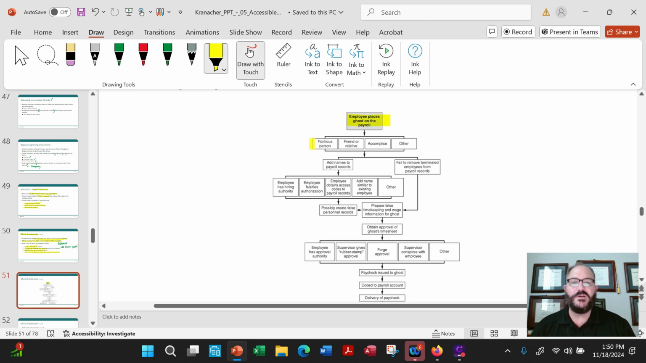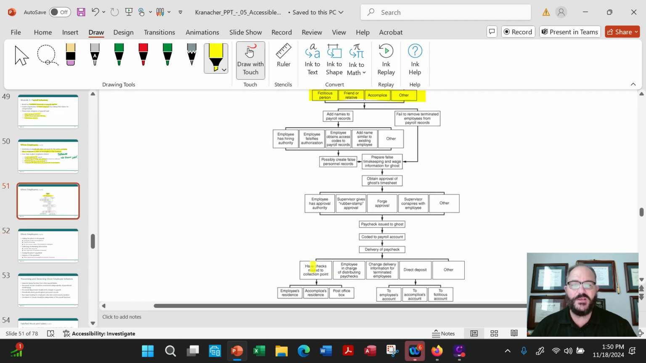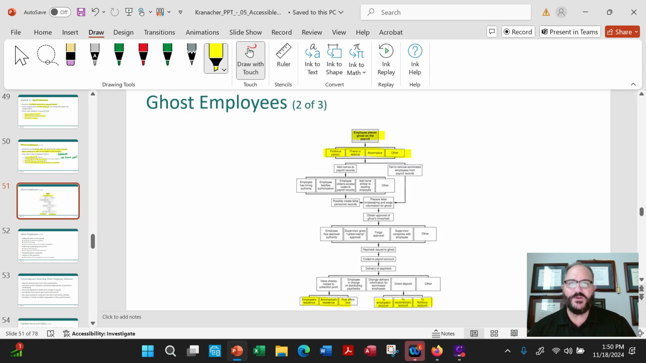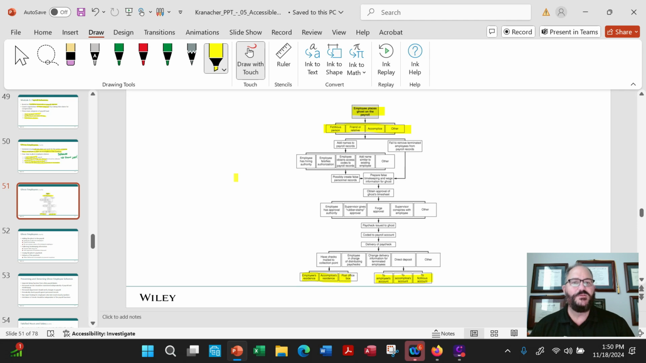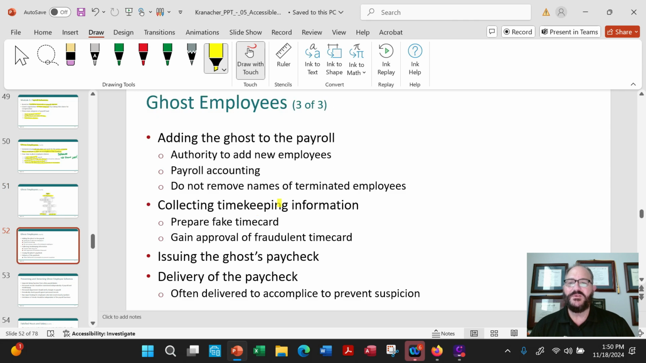And then notice here, accomplice, friend, relative, other. Anyway, you can kind of go through here and see what happens. Forge approval, right? Delivery of paycheck. Accomplice's residence. I have to tell you, if you thought about being a fraudster, this book would probably do a pretty good job telling you how to do it, or at least get you started.